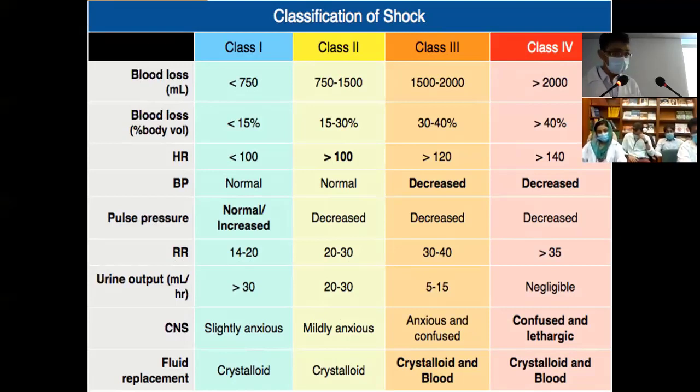Urine output is very important for resuscitation. In class 1, urine output will be more than 30 ml per hour. In class 2, the patient has only 20 to 30 ml, class 3 just 5 to 15 ml, and class 4 negligible or no output. Similarly, in class 1 and class 2, we will replace with crystalloids. In class 3, along with crystalloid, blood will be required. Also in class 4, crystalloids and blood will be required for resuscitation.